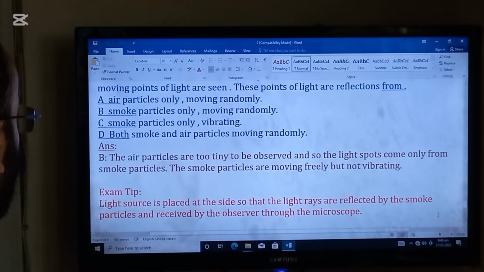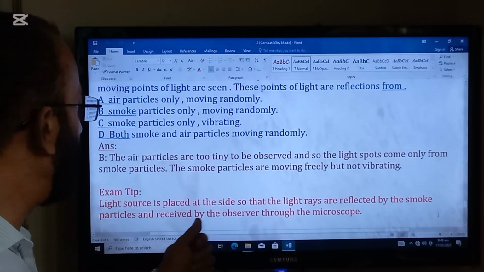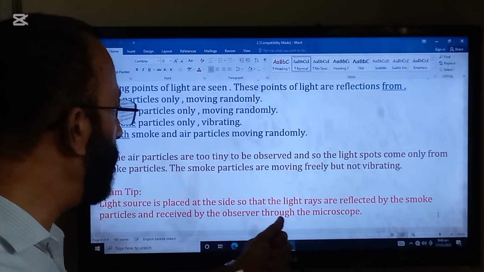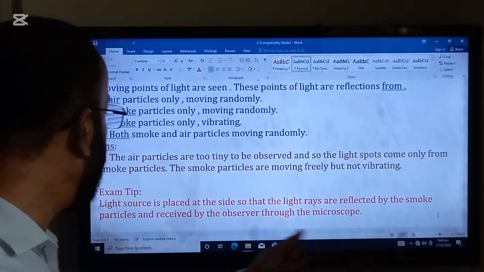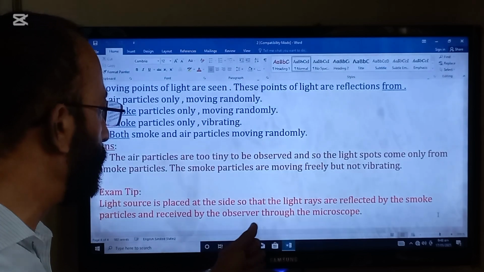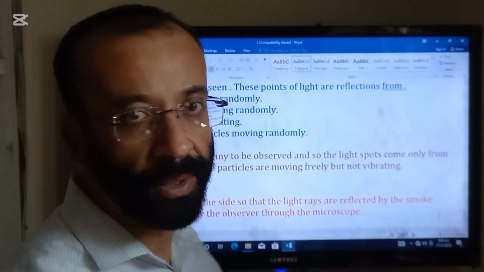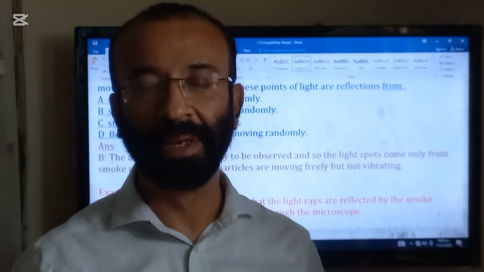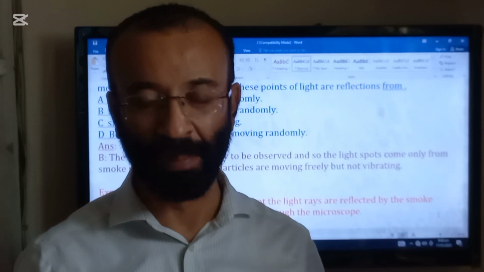Exam tip: the light source is placed at the side so that the light rays are reflected by the smoke particles and received by the observer through the microscope. So this was the lecture. Read it again very carefully and make your notes.